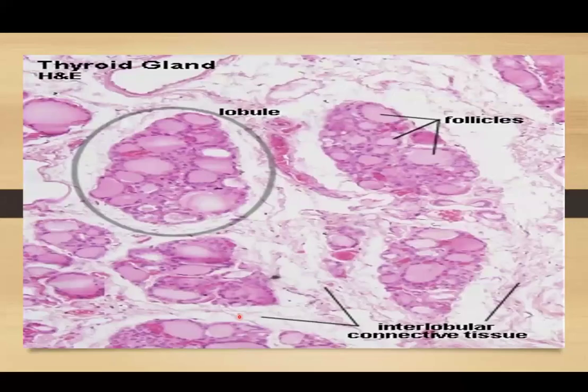So this is a really nice diagram. This is one lobule. You can tell because it's separated by the septa on either side. Then we have follicles within this lobule, right? Like these follicles are within the lobule.